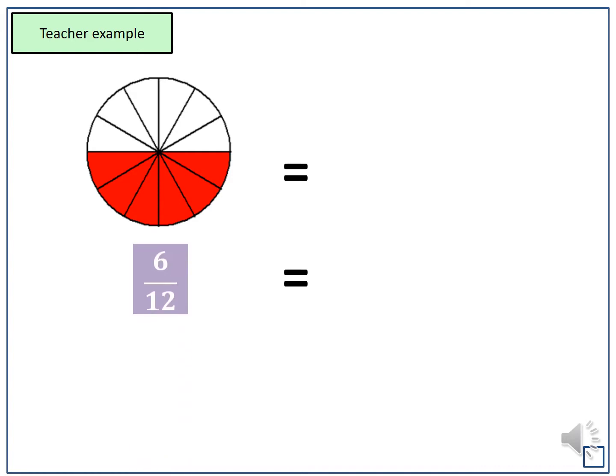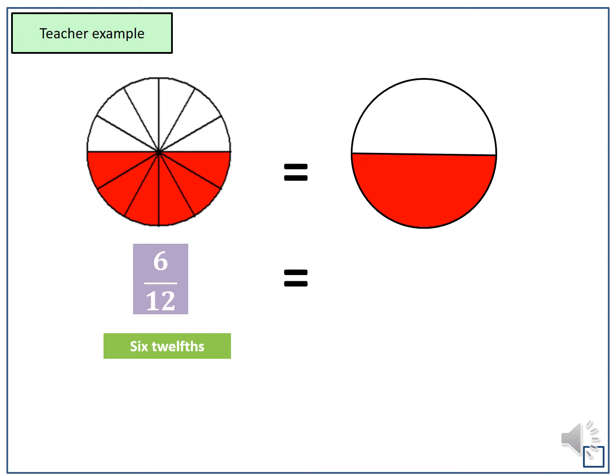So how we represent this is 6 over 12. 6 out of 12. Okay? So now, that is equivalent to 6/12. And on the right hand side, you should see that we have a pizza that has been split up into two equal parts. So the equivalent fraction for this will be 1/2.